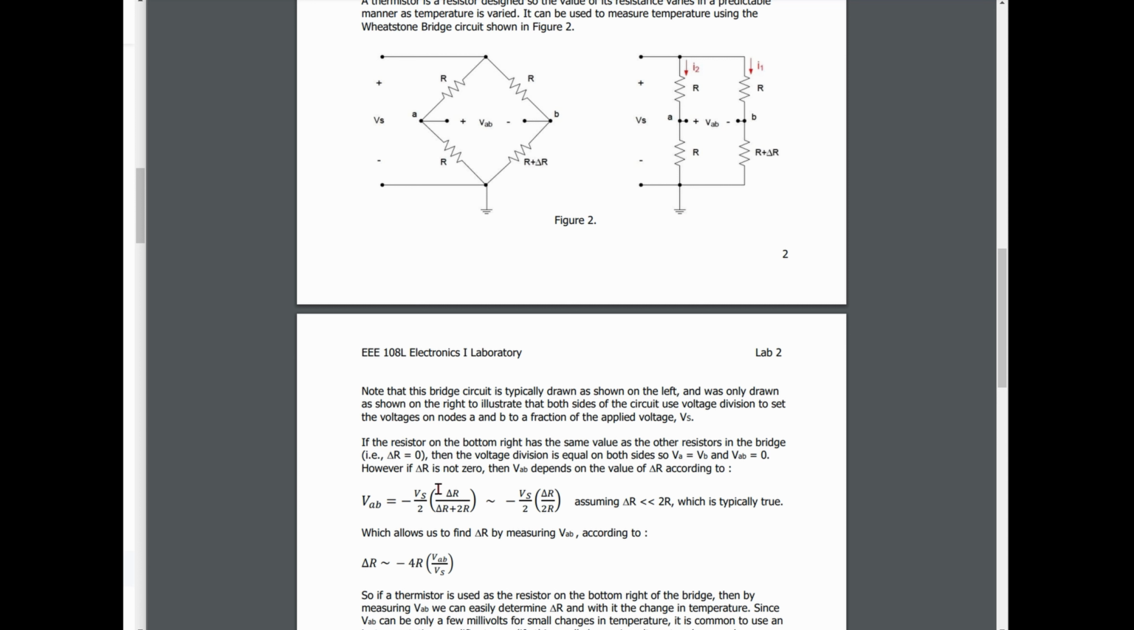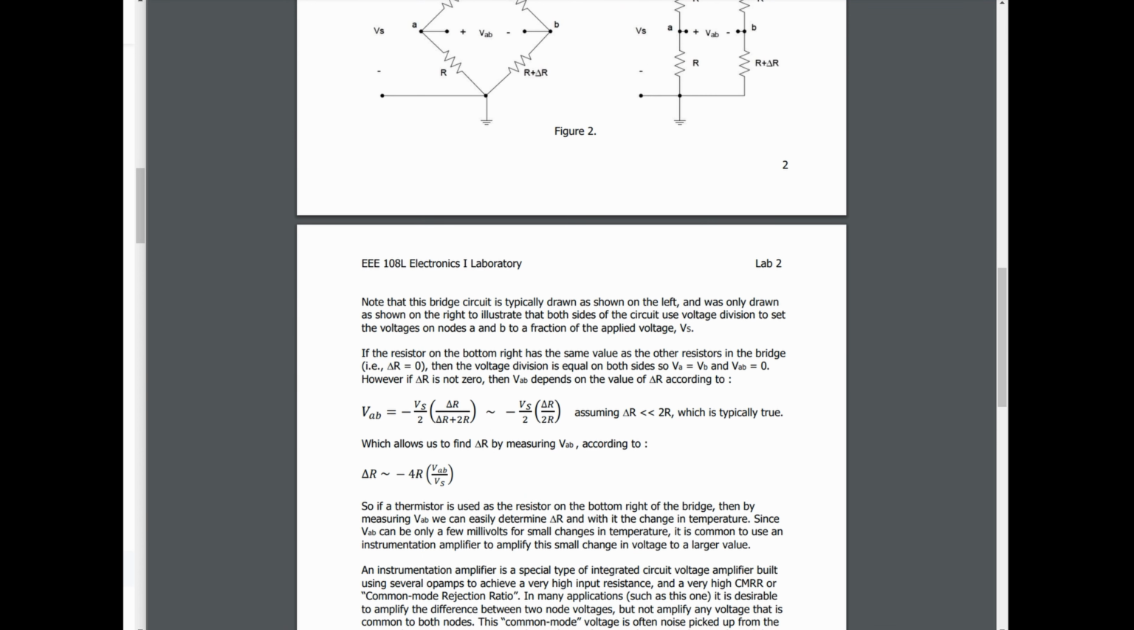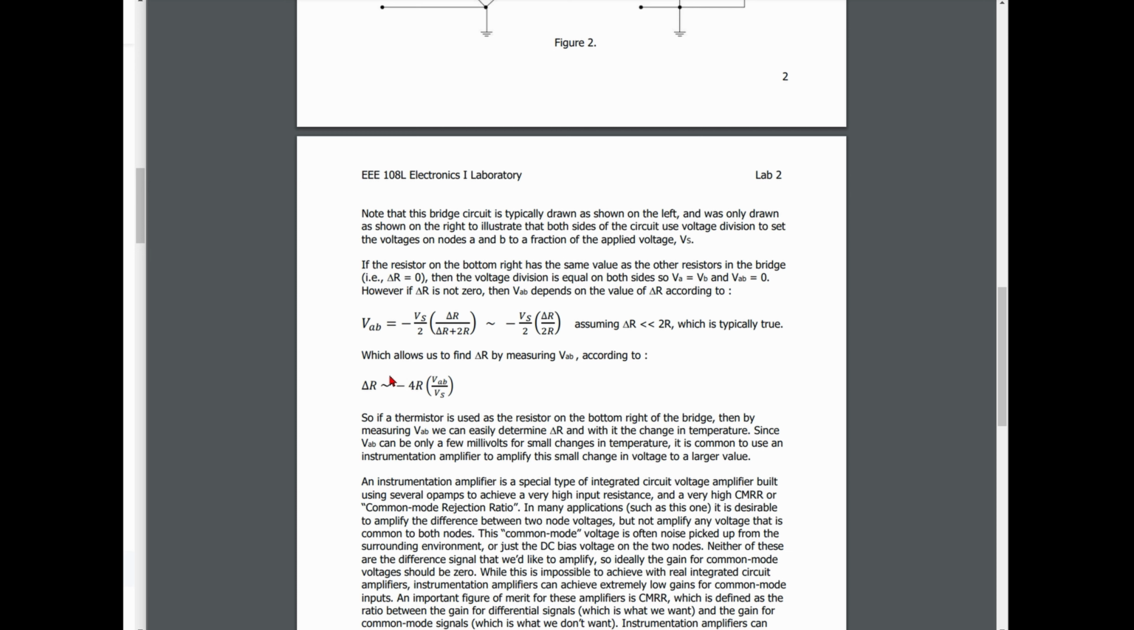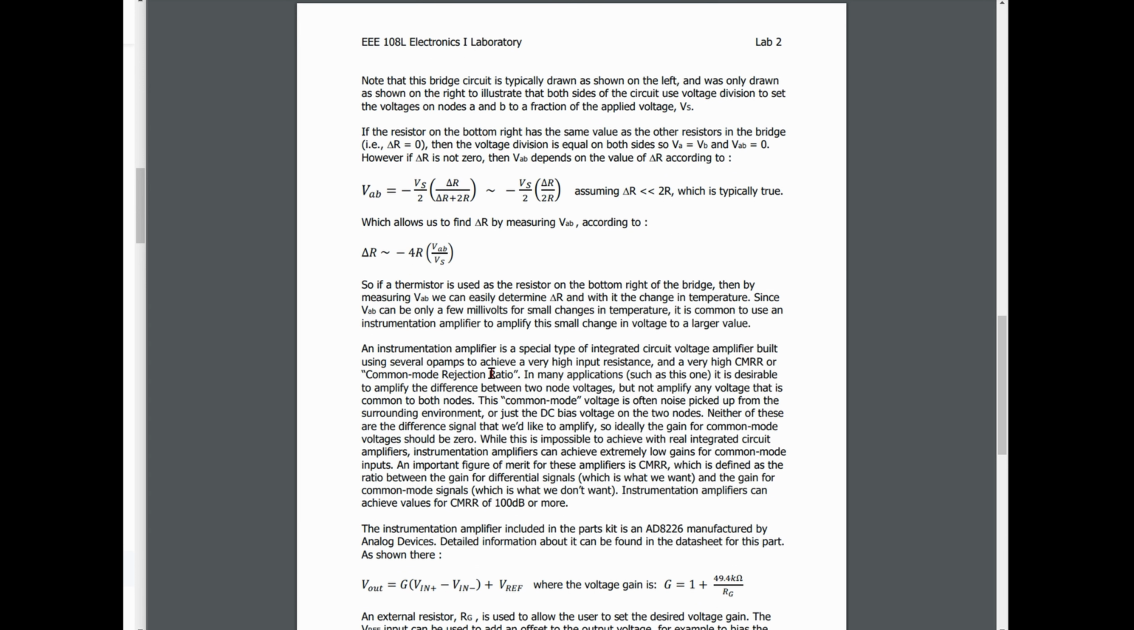However, if delta R is not 0, so the difference between our R is not 0, then our VAB depends on the value of delta R, according to this equation which we have here, and this allows us to find our delta R by measuring our VAB according to this equation. So if our thermistor is used as the resistor on the bottom right of our bridge, then by measuring VAB, we can easily determine our delta R and with it the change in temperature.